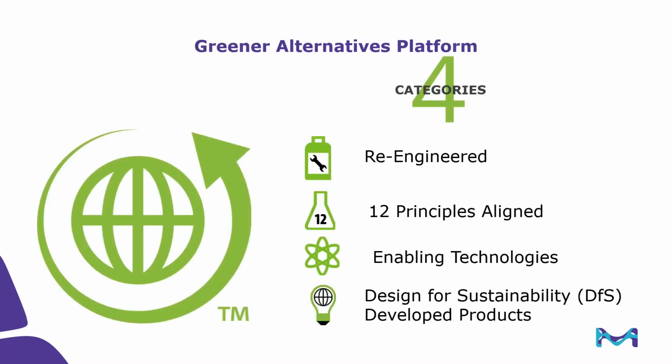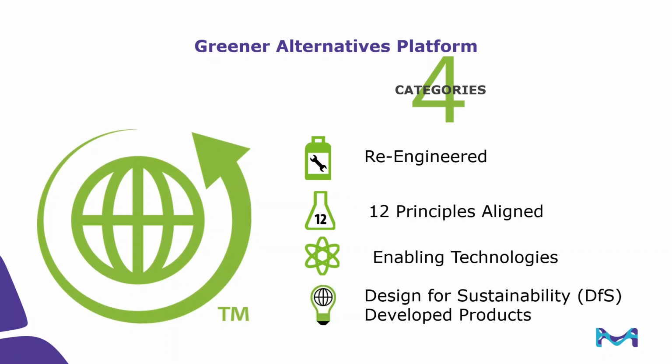Our greener alternative platform consists of 4 categories. The first category is re-engineered product. Re-engineered means the product we manufacture in-house and we improve the process, make it more sustainable. That's called re-engineered. For that product category, we apply our DOZN tool to score what the score was for the old process, what the score is for the new process, and how much it was improved.